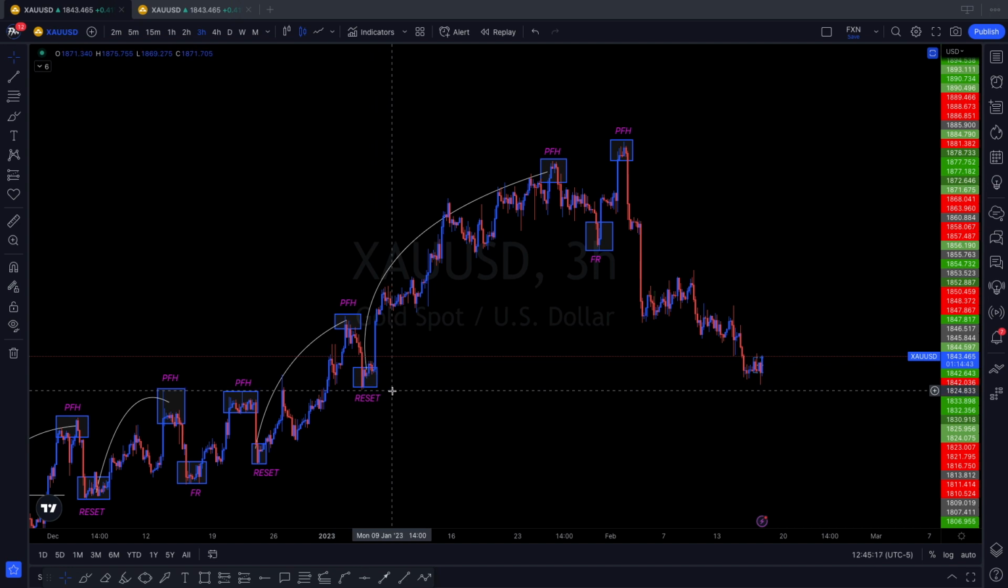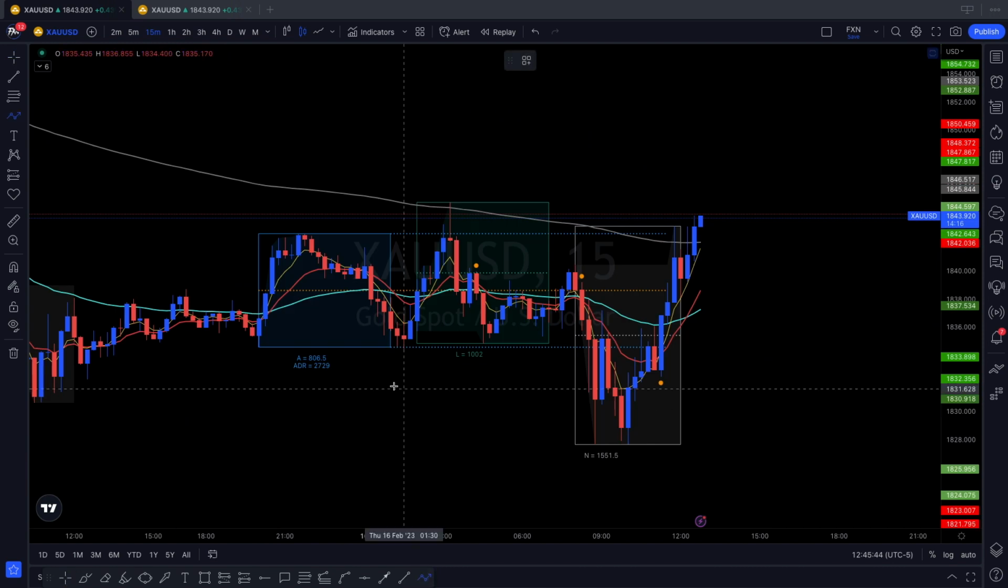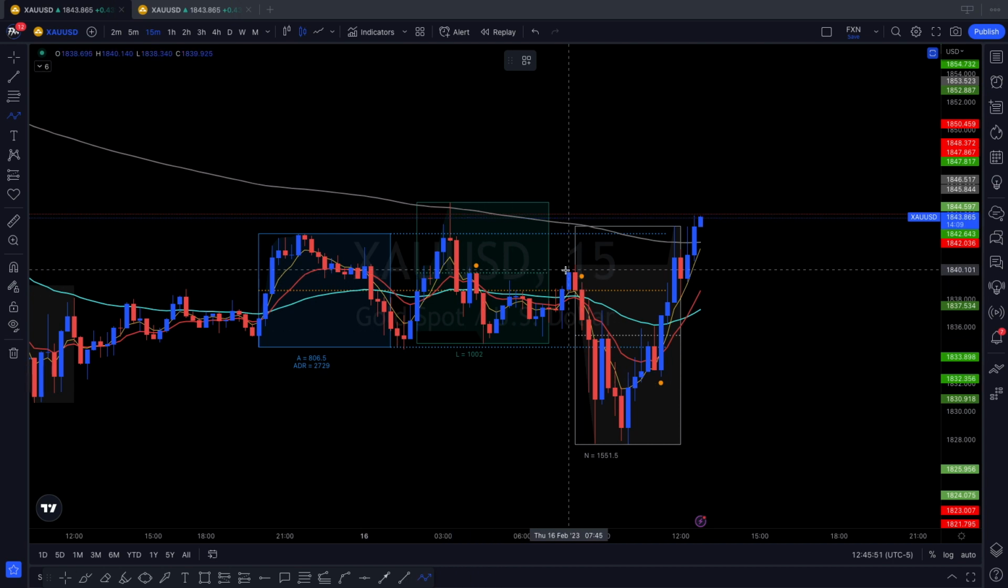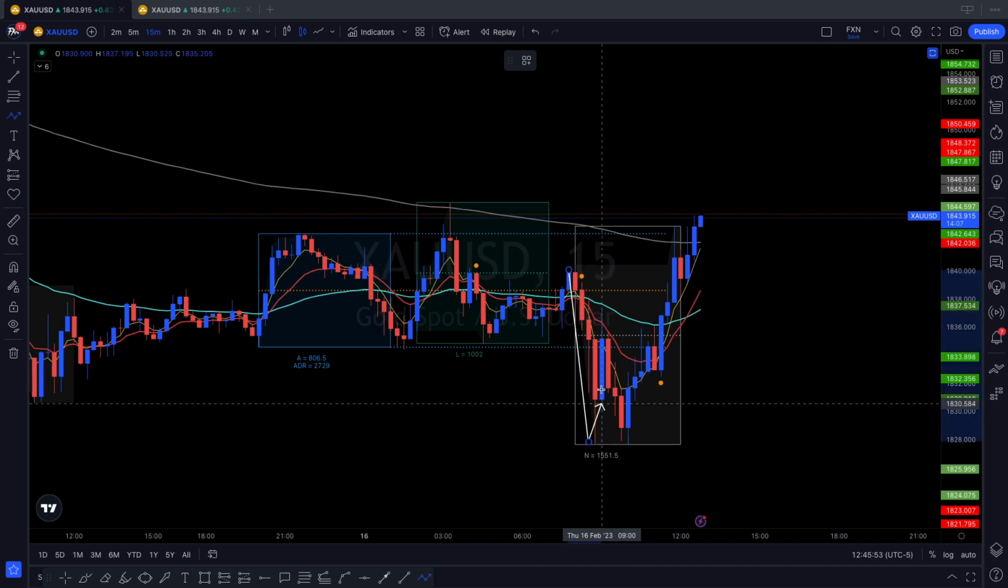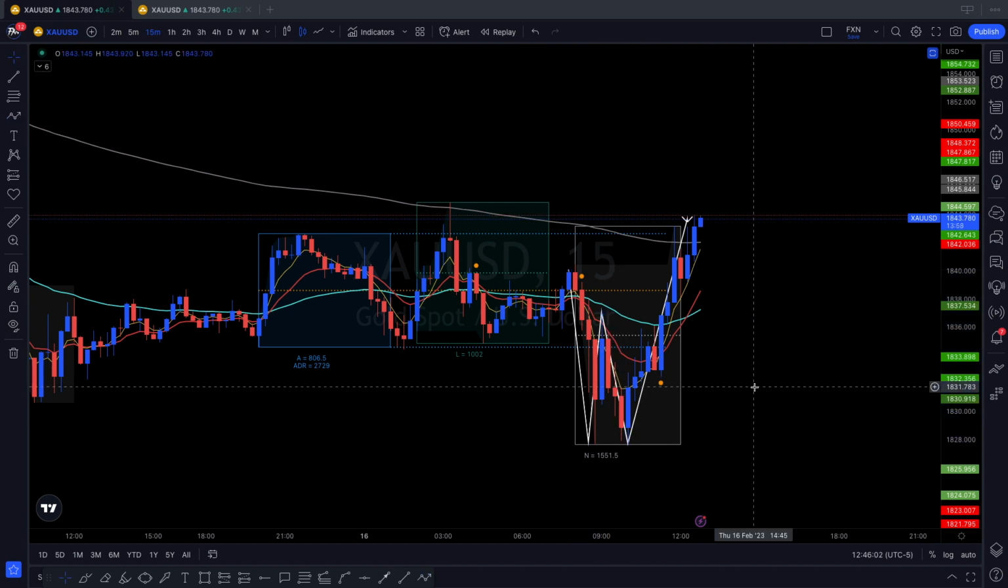All right. So with that being said, let's go down to the lower time frame and take a look at the actual trade. The actual trade itself is in the US session. We're looking at gold on a 15-minute chart, and so here's the actual trade. It was basically a New York reversal trade. That was the actual trade there.